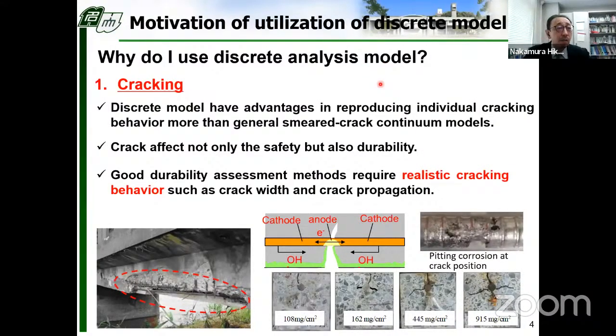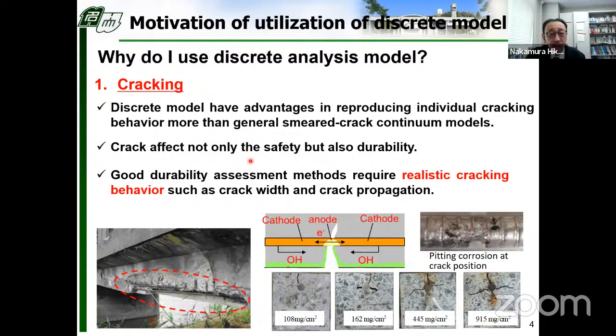So, my motivation, why do I use a discrete analysis model: first, the model can directly and easily simulate the cracking behavior. Professor Bolander concludes that the merit is the cracking, which can be shown naturally, reasonably, and realistically. A discrete model has the advantage of reproducing individual crack behavior better than a general smeared crack continuum model.